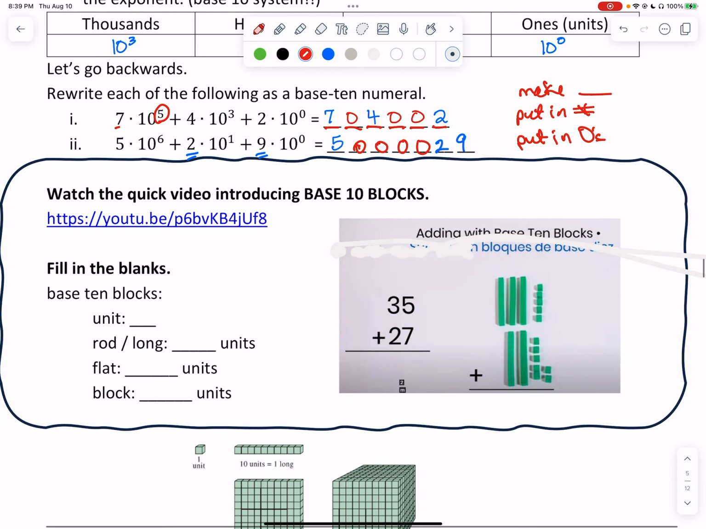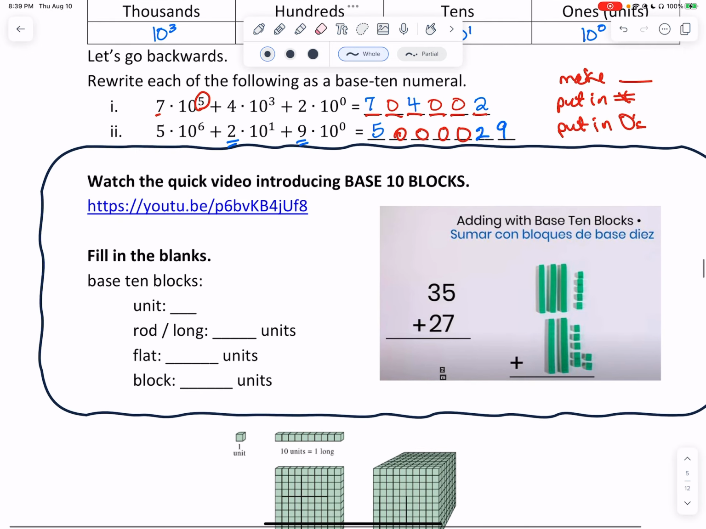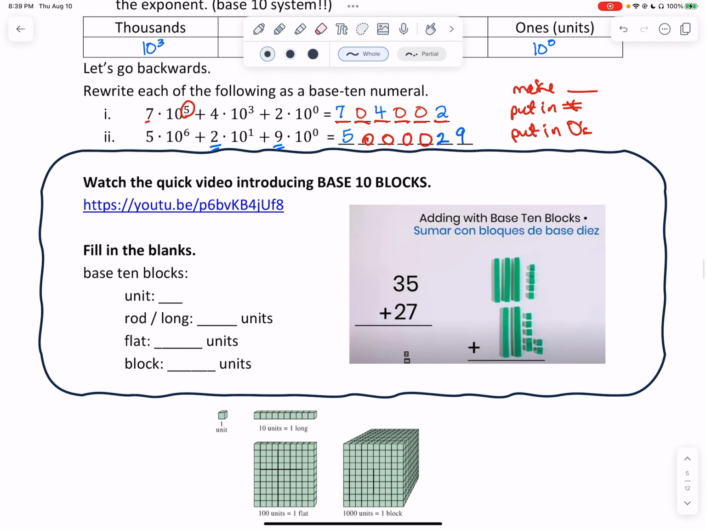All right, and I'm going to need you to actually watch this video on how to use base 10 blocks. You're going to be using base 10 blocks in the classroom. I do not have time to teach you how to use these manipulatives in the classroom, so I'm going to have you watch videos.